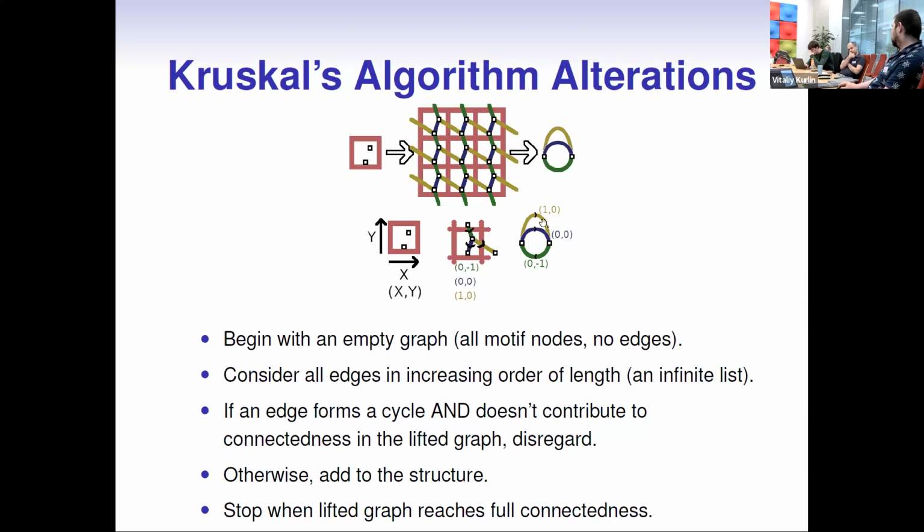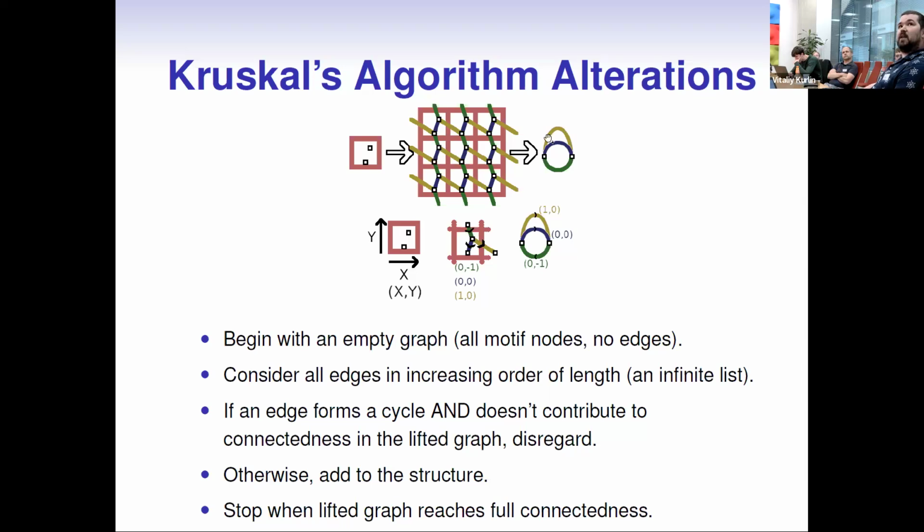How do we know which cycles are important and which cycles aren't? We're going to use these translational vector labels. So the English description is if it forms a cycle, but it doesn't contribute to connectedness in the lifted graph, then we would disregard it. So if you imagine that we're building this green and blue, but we haven't yet added the yellow edge, you can see that that connects all of the points in the kind of vertical direction. Now, if we wanted to connect this point here to this point, it wouldn't contribute to any connectedness in the lifted graph. So it would create a cycle, but it wouldn't be one that we want.